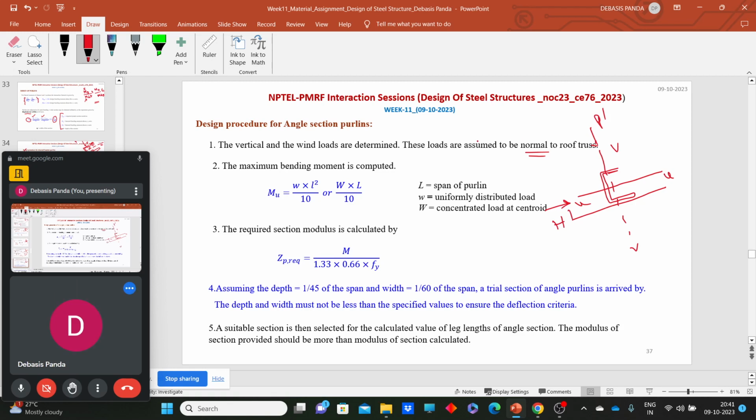Now when we consider the angle section as a purlin, we consider that all the loads are assumed to be normal to the roof truss. Now we have only one directional load, VV. So obviously we will have the moment about the UU axis. How can we calculate it? WL square by 10, if W is the uniformly distributed load, say W per meter, and this W is the total load.